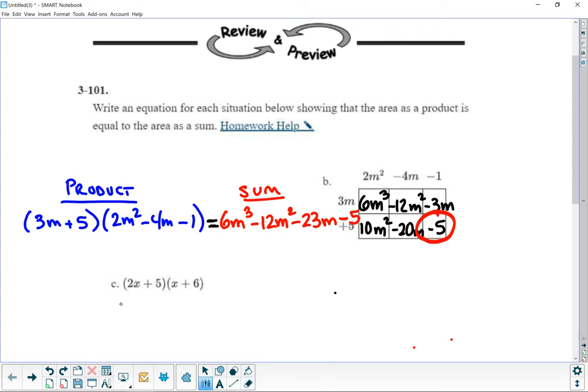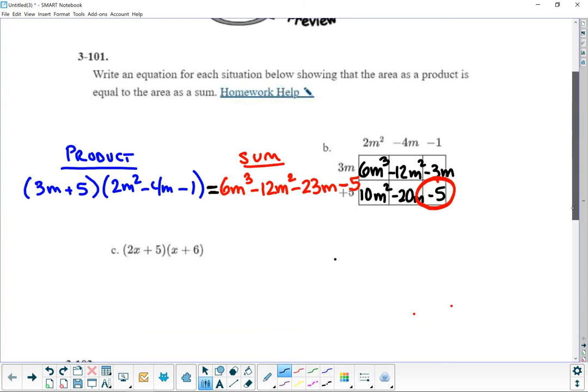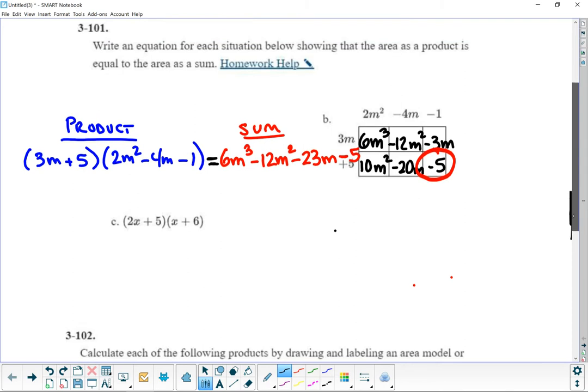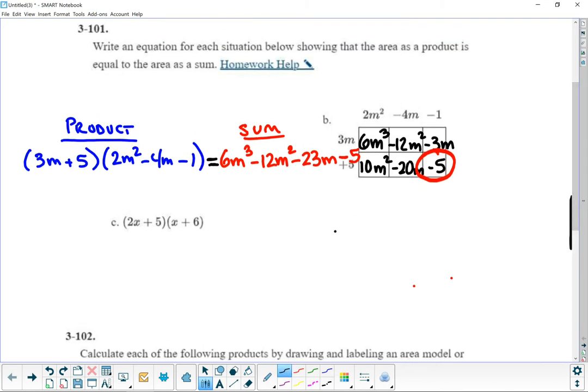For part C, we have this set up, and it's not an area model. You could make an area model, or you could just do a double distributive property. I'm going to start with the area model because we've been working with area models. Notice that this is 2 terms, so I will need at least 2 things going across. And right here I have 2 terms also, so I will need 2 things going up and down.